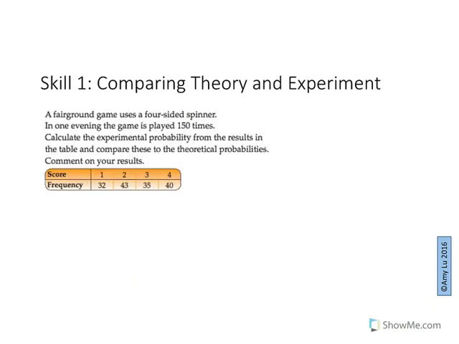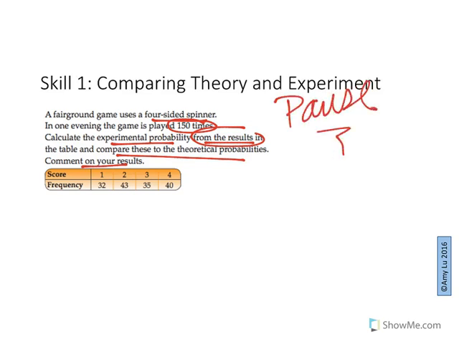Let's look at some problems from the book. A fairground game uses a 4-sided spinner. In one evening, the game is played 150 times. Calculate the experimental probability from the results, so that's the key word, in the table, and compare these to theoretical probabilities. Comment on your results. Okay, so if you know what to do, pause. If you're not sure what to do, follow along.